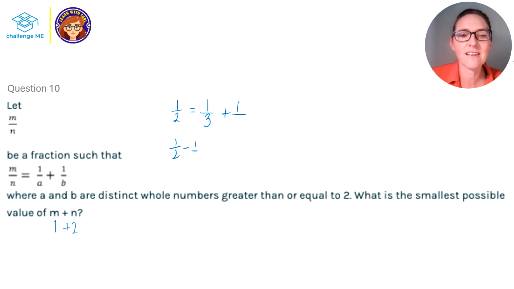Let's subtract a third from a half. I quite like to do a quick 2 by 3 is 6, 1 times 3 is 3, minus 1 times 2 is 2. Oh, that's good, because we've got 1/6. So actually, a third plus a sixth gives you 3/6, which is a half. So it is possible, and so a half is a possible value. So the smallest possible value of m plus n is 1 plus 2, which is 3.